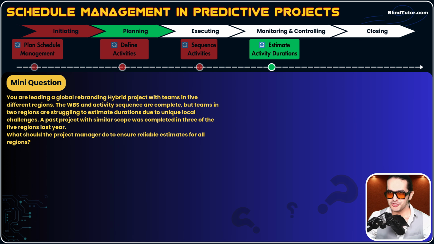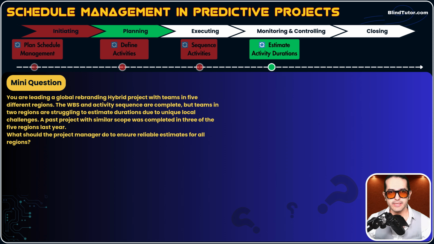Let's have our first mini question. You are leading a global rebranding hybrid project with teams in 5 different regions. The WBS and activity sequence are complete, but teams in 2 regions are struggling to estimate durations due to unique local challenges. A past project with similar scope was completed in 3 of the 5 regions last year.